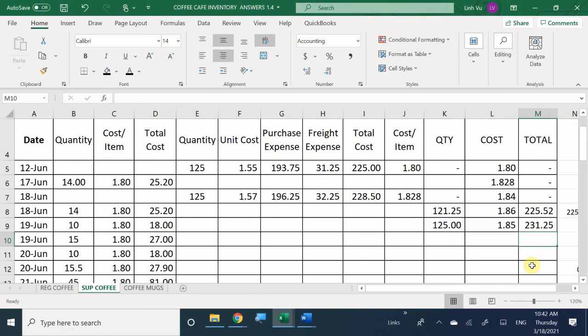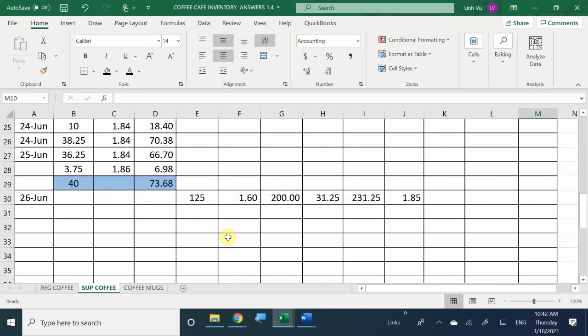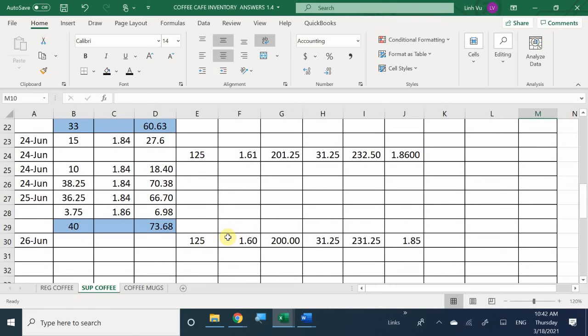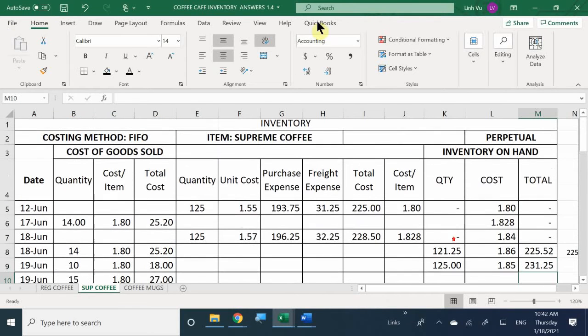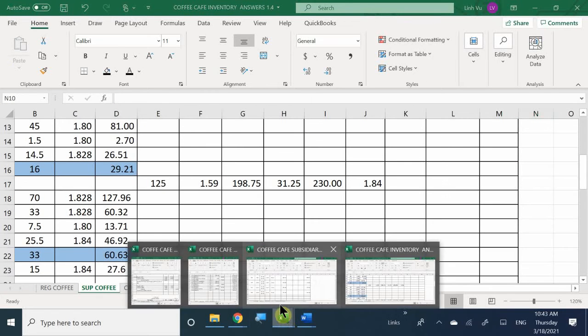So 231.25. Okay, 231.25. Okay, and now that's it, right? So now I have to calculate my new total here since I have a new batch of inventory. So I'm going to erase this one. This one should be this plus this to give you a grand total of 456.77. Okay. So now we're going to enter those values into our ledger.